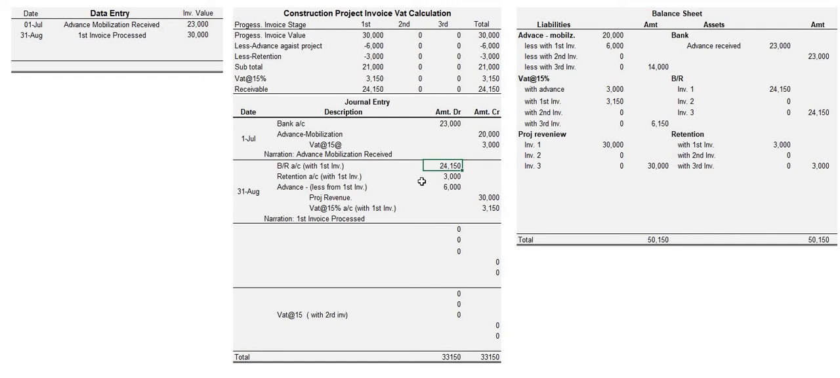The retention account is debited 3,000, and the advance is also given here, where project revenue is 30,000. It is as per the balance of 30,000. So VAT amount of 4,500 is added here. You can see one important point here: our advance was 20,000. From our advance amount, 6,000 is deducted now, because we submitted the invoice and deducted it, so this advance is also reduced and is now only 14,000.